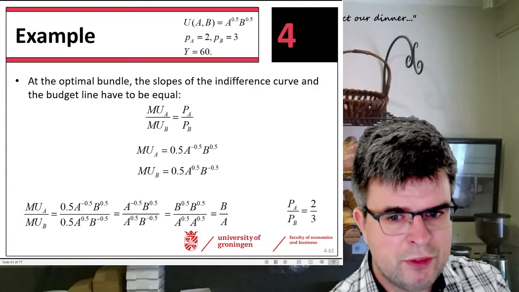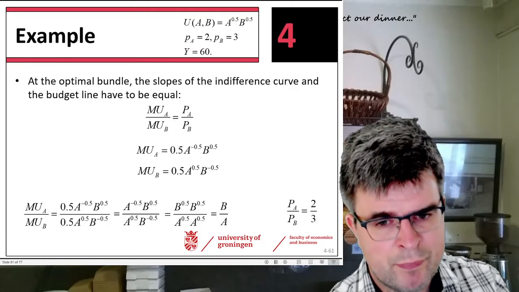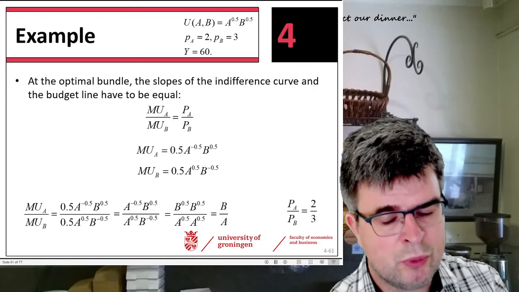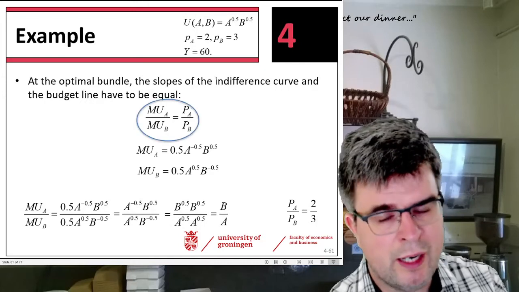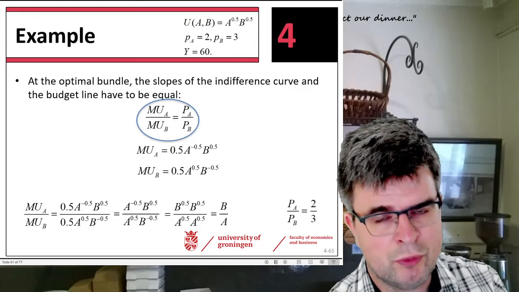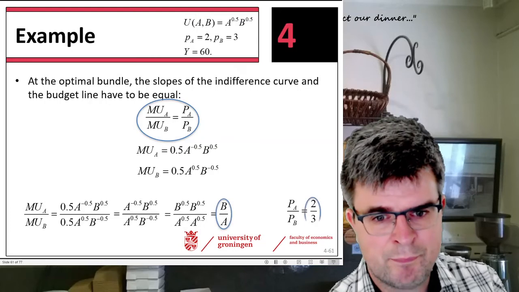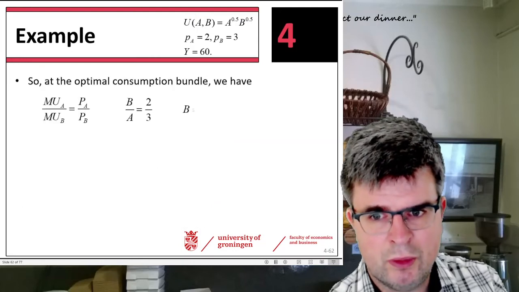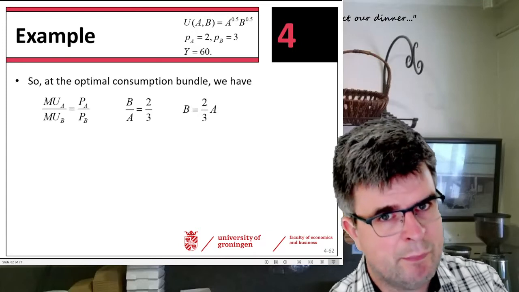And the price ratio of the two goods is equal to 2 over 3, which means that at the optimal point, these two expressions must be identical. So we have marginal utility ratio has to equal the price ratio. We now have an expression for both, so we can solve for B.